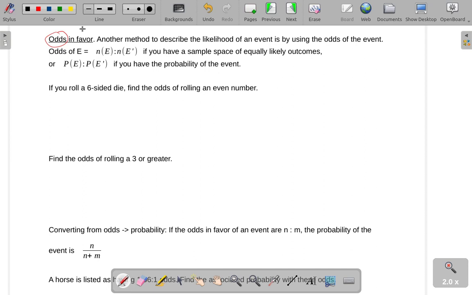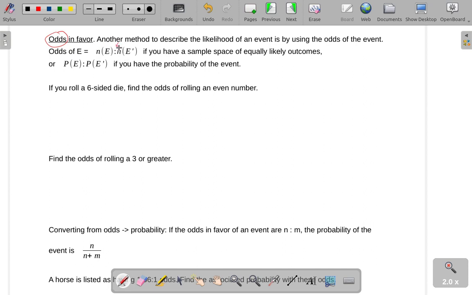But instead of just saying some number between 0 and 1, 1 being a certain event and 0 being a completely impossible event, the odds are described as follows. If we're dealing with a sample space, we'd say it's n of E over n of E complement. In other words, the number of outcomes where that event happens divided by the number of outcomes where that event did not happen. This colon here is just another way of writing division.